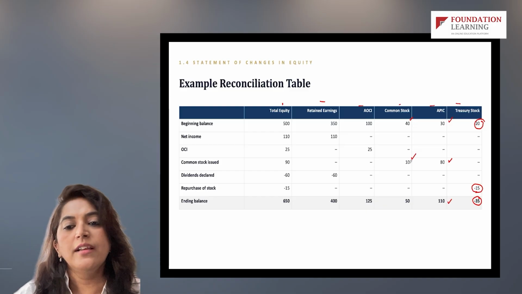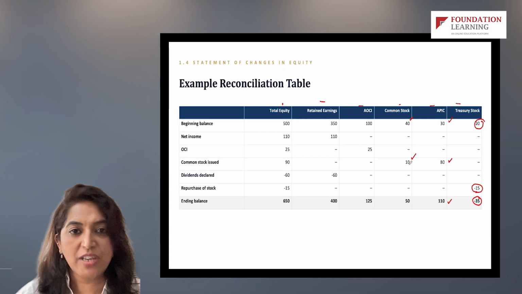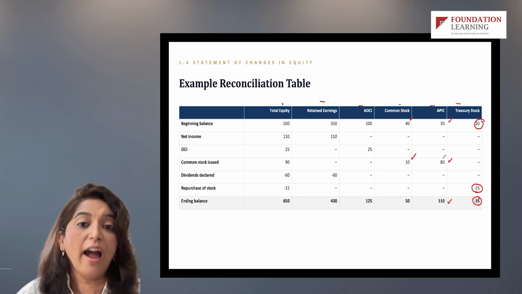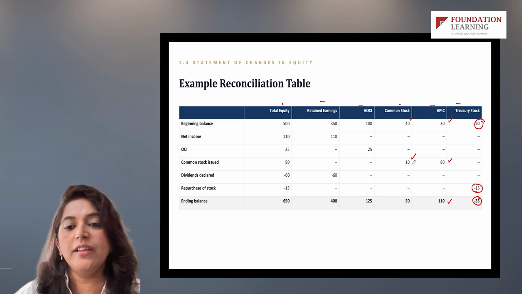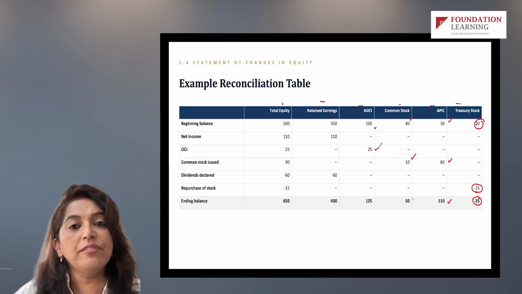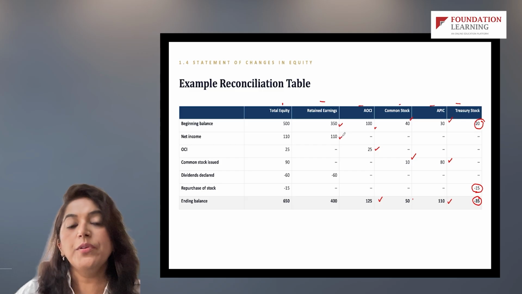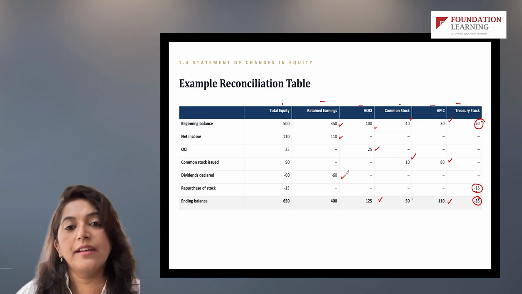So if you see, the company issued the shares at a high amount of premium, right? 40, 10, total 50. Accumulated OCI was 100. Company added 25 more, total is 125. Here retained earnings 350, new net income, fresh net income added 110, dividends declared, right?